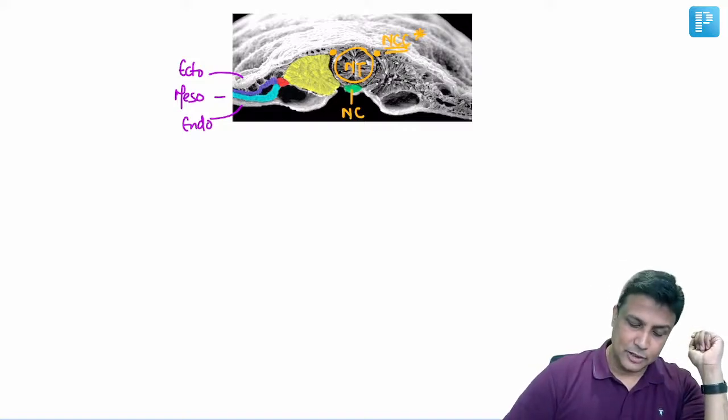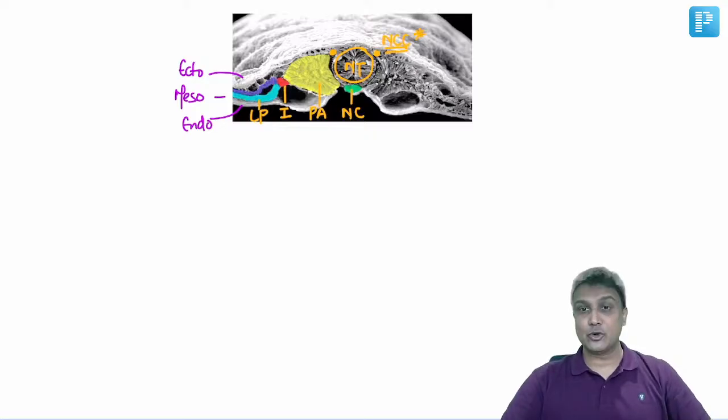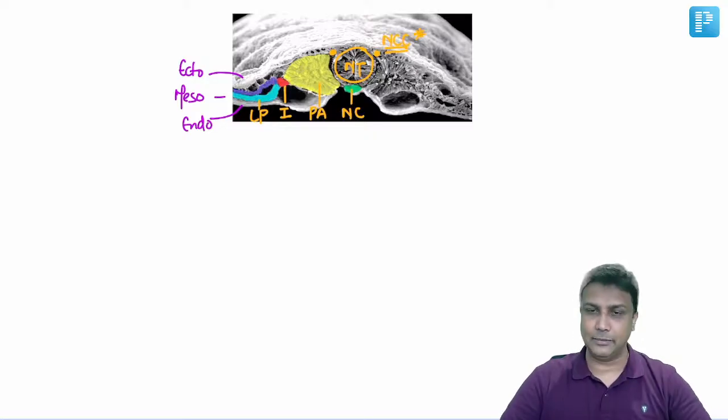The mesoderm present over here will actually be divided into three parts. There will be paraxial mesoderm, and then intermediate mesoderm, and then you'll have the lateral plate mesoderm. Paraxial mesoderm, intermediate mesoderm, and the lateral plate mesoderm, sir.